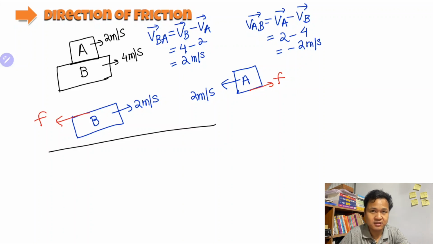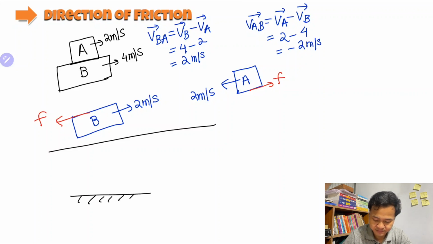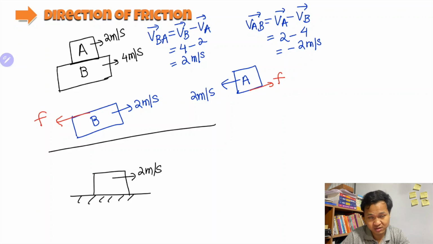In physics mechanics, most of the questions are asked based on the ground frame. If I put the block here, and the block is moving with 2 meter per second, it means that the speed of the block with respect to the ground is 2 meter per second. So the whole motion is along the right side, which means to oppose this, friction has to act on the left side.